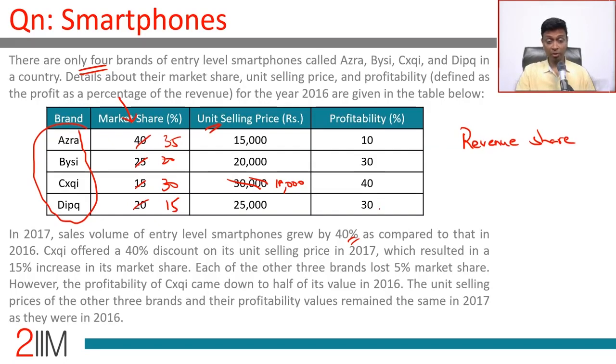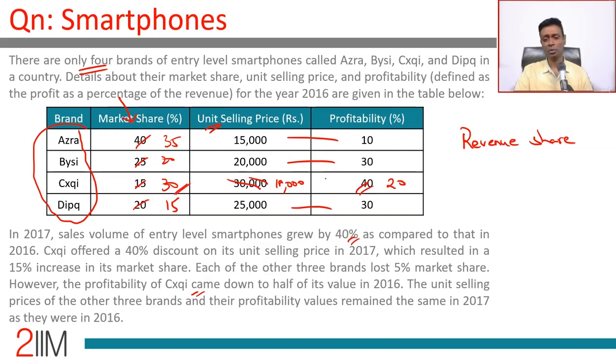The unit selling price of the other 3 brands and the profitability values remain the same. The profitability of CXQI came down to half of its value. This becomes 20. These remain the same, these remain the same, these remain the same. And so CXQI has slashed its price, dropped its profitability, and increased its market share.